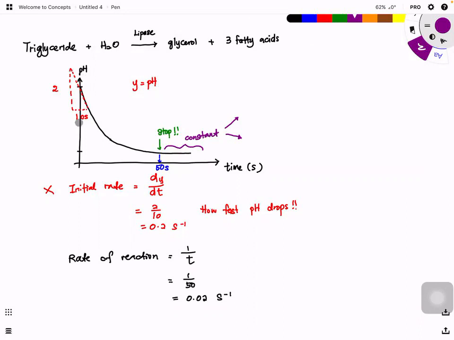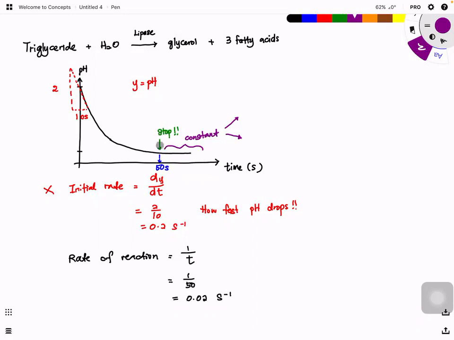But if I measure the initial rate of reaction, which equals 0.2 per second, this only shows how fast the pH drops. It doesn't show us a direct measurement. Since there is no direct measurement, I will go for the overall rate of reaction, which is 1 over T. The 1 is actually a rate constant here. So 1 over 50 seconds, where the time is when the enzyme stops the reaction. Correct or not? Okay, so it gets this value.